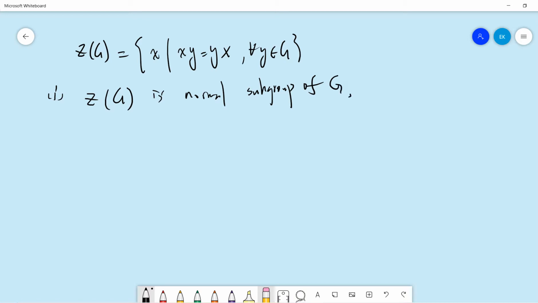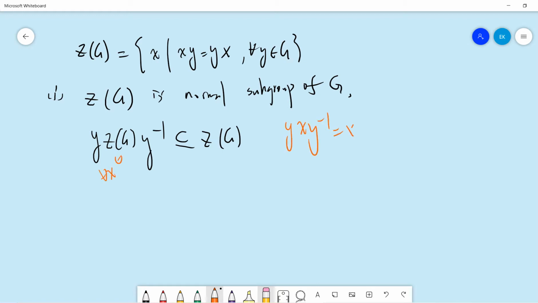of G, right? And the reason is trivial, because in order to prove this, we need to prove that YZG Y inverse is still in ZG, right? But if you take any element here, then YXY inverse basically is just X, right? So it's still in ZG. So this is the proof, okay?